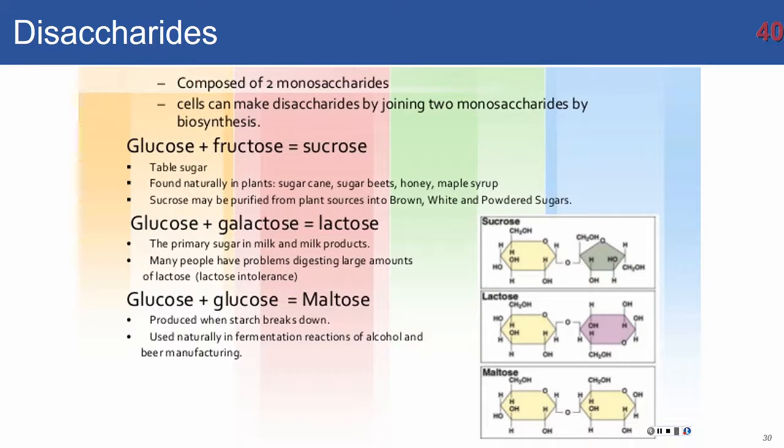So glucose plus fructose is sucrose, and that's your table sugar. This is found naturally in plants, and it can be purified from plant sources. Glucose plus galactose is lactose, the primary sugar in milk and milk products, but a lot of people have problems digesting a large amount of lactose, and we'll see why in a minute. And glucose plus glucose is maltose, which is shown here, and this is used in fermentation reactions.